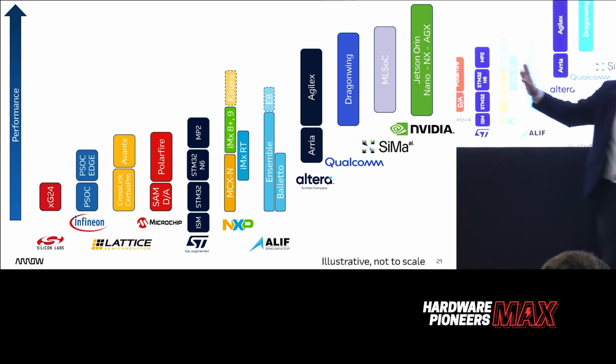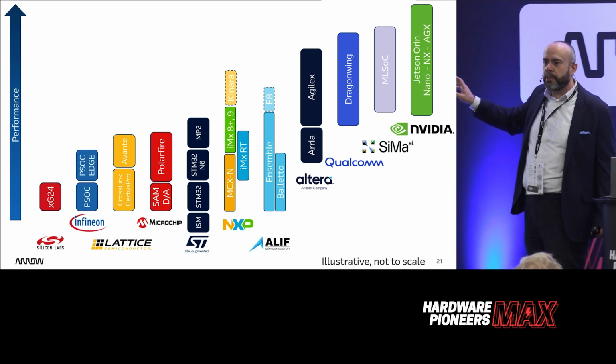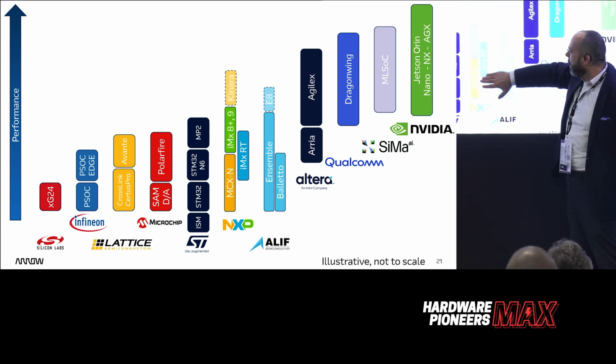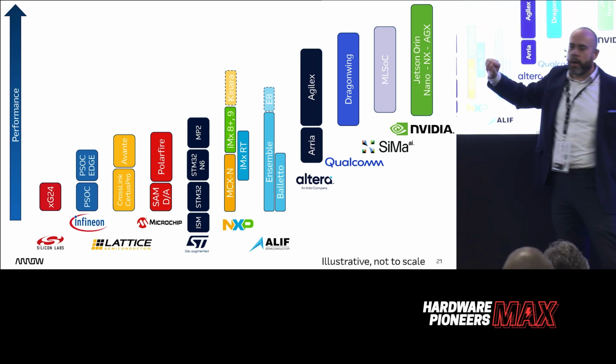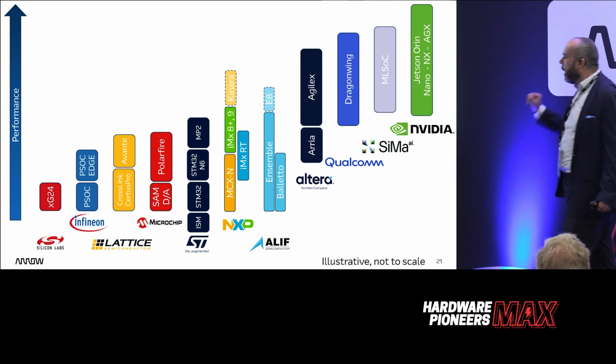NXP have just recently acquired Kinara, which is a small Canadian startup that does AI accelerators. So you can combine your favorite NXP microcontroller or microprocessor with a Kinara. That'll give you 40 or 50 TOPS. It's enough to run a large language model.